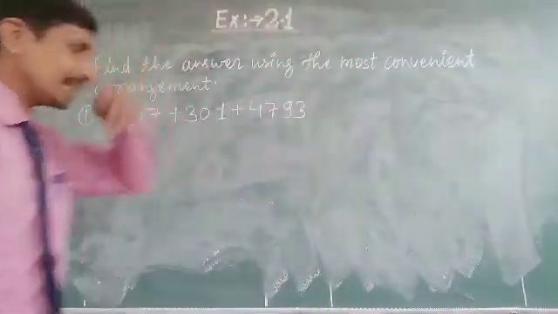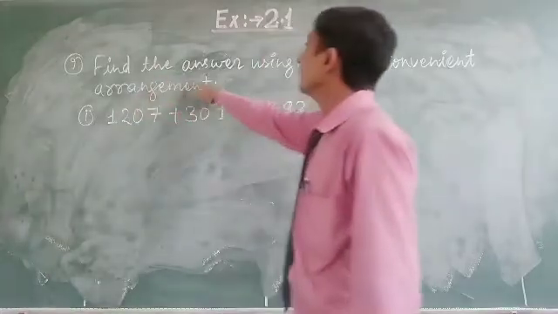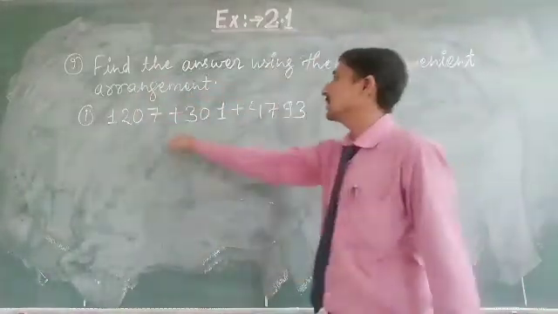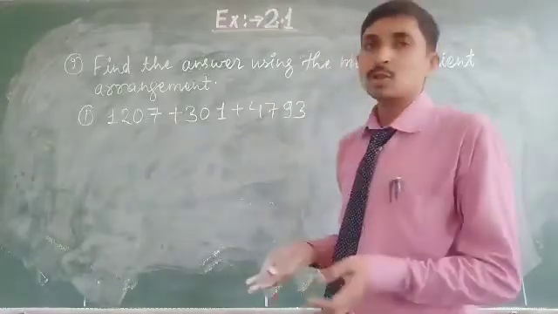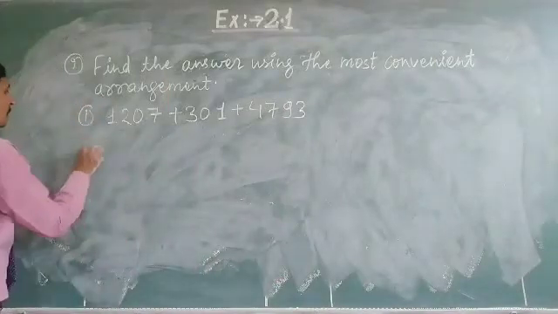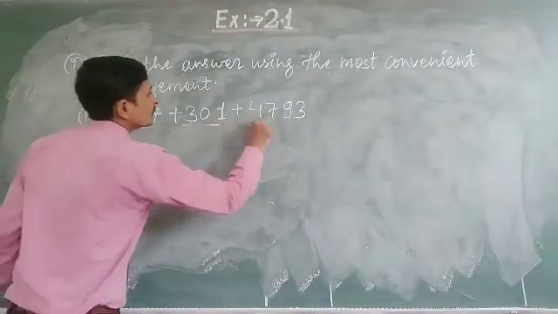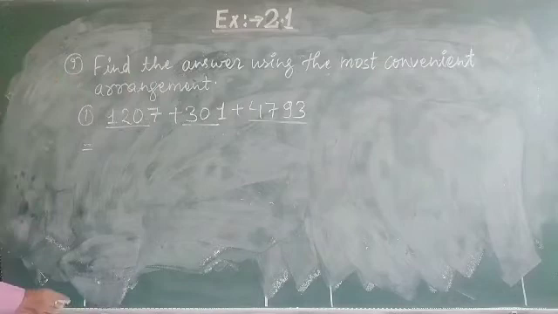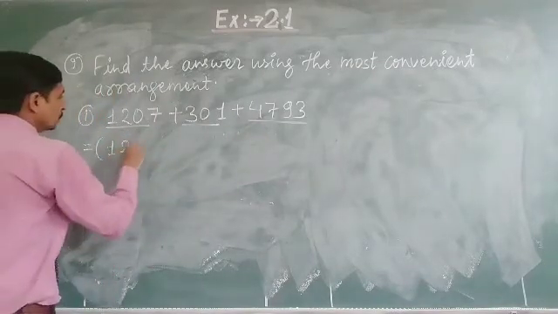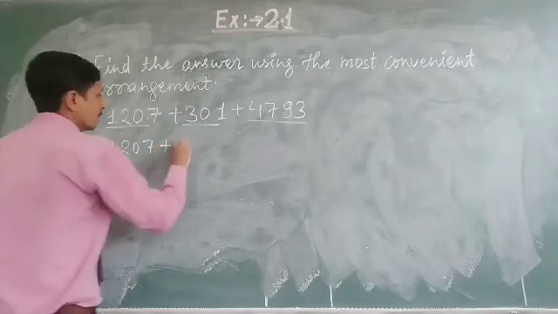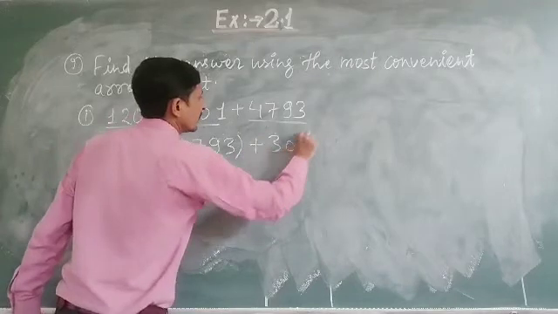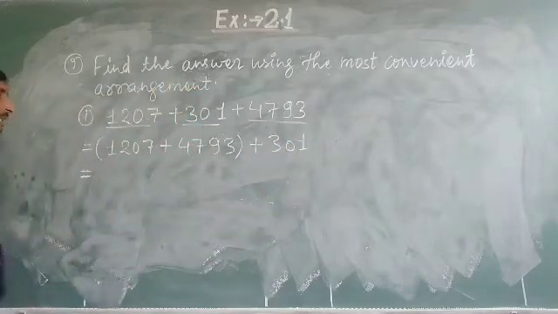Now we come to question number 9. The question is to find the answer using the most convenient arrangement. We have to arrange these three whole numbers in the most convenient way to get the answer easily. So we have 1, 2, 3 whole numbers, and we group the first and third in one bracket, that is 1207 plus 4793, plus 301. This will be the most convenient manner.